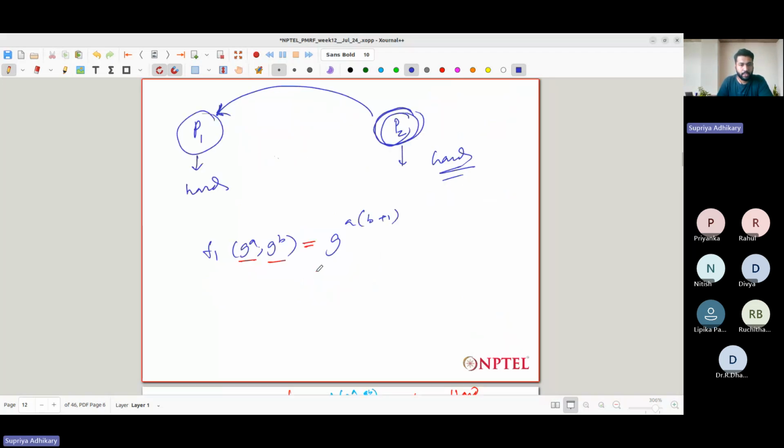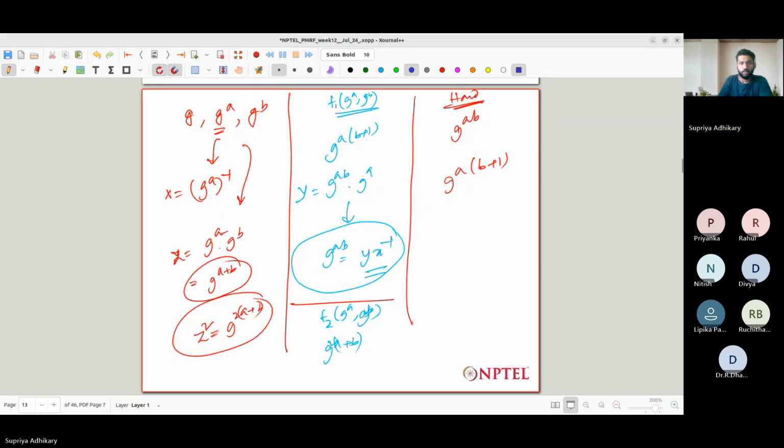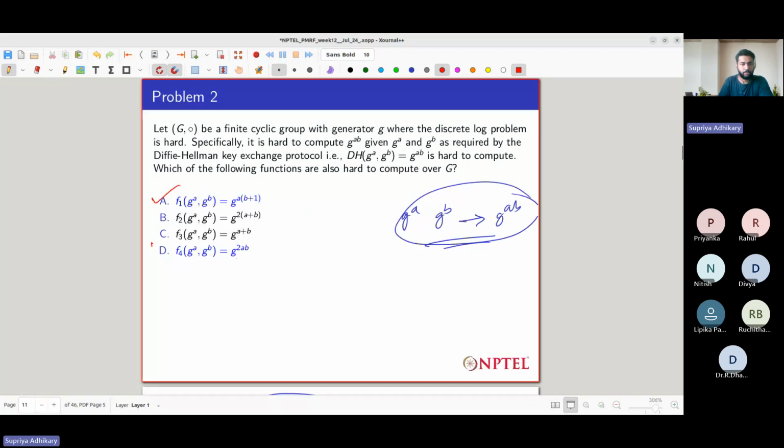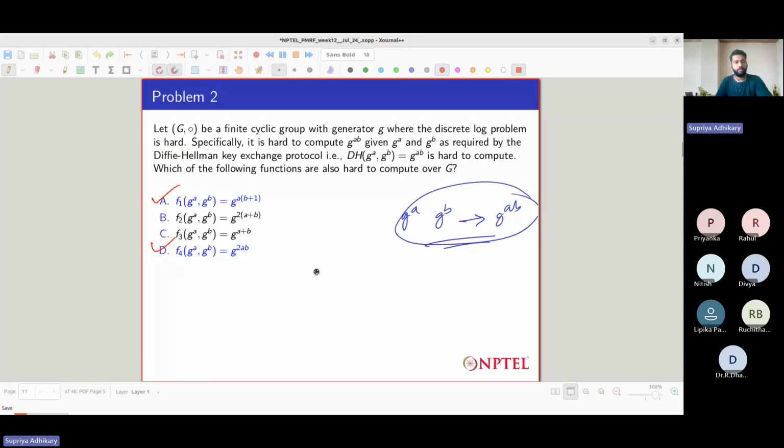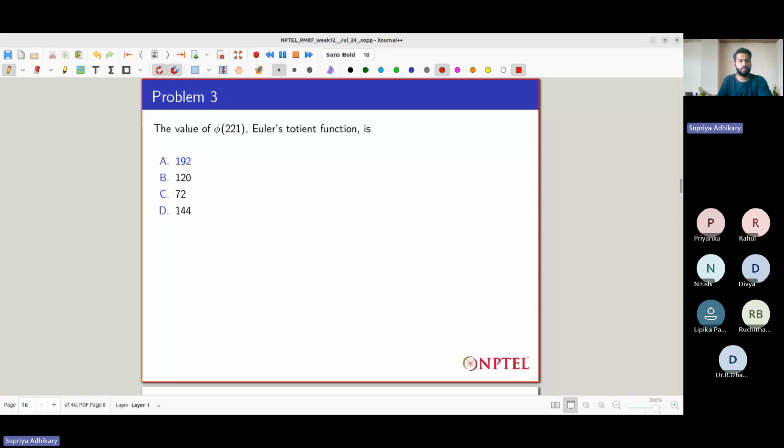So if g to the twice ab is given and n is odd, the order of the cyclic group is odd, then we can definitely compute this very easily. So this is also a hard problem. Okay. So computing a and b, these two functions are hard. Now we have to compute the Euler totient function.